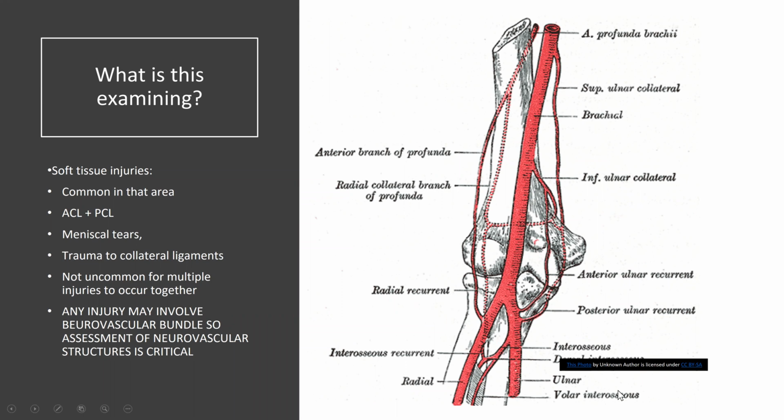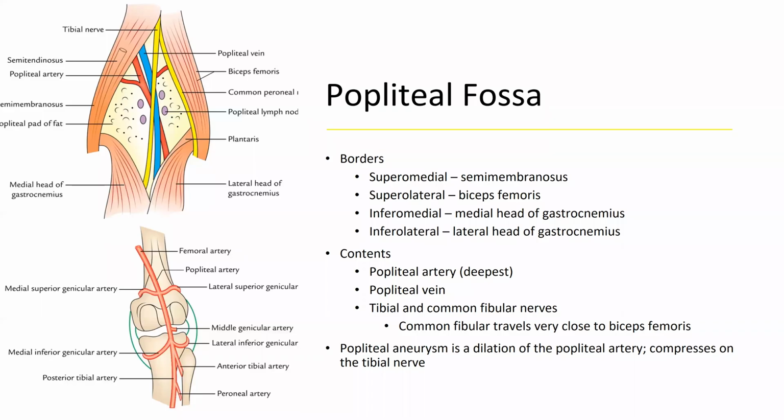As you can see in this photo, there's a lot of vessels and anastomoses that run through the area. Again, like I mentioned before, a really important area that you need to get familiar with is the popliteal fossa, popliteal region. The borders are superior medially at the semimembranosus, the biceps femoris, the medial head of the gastrocnemius, and the lateral head of the gastrocnemius. And in there, you can feel for the popliteal artery, you can't really feel for the popliteal vein, but it's near the popliteal artery, and then the tibial and common fibular nerves.